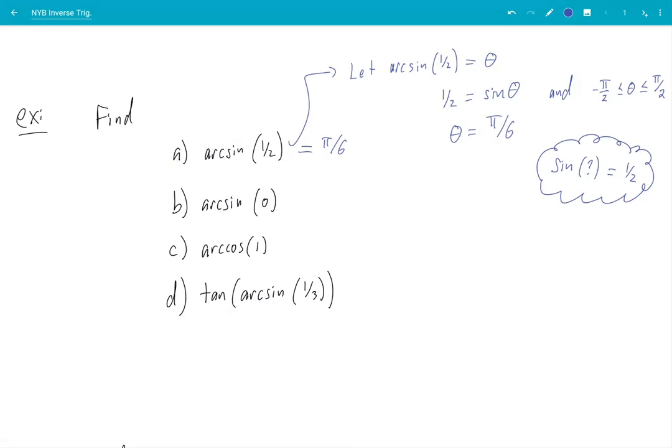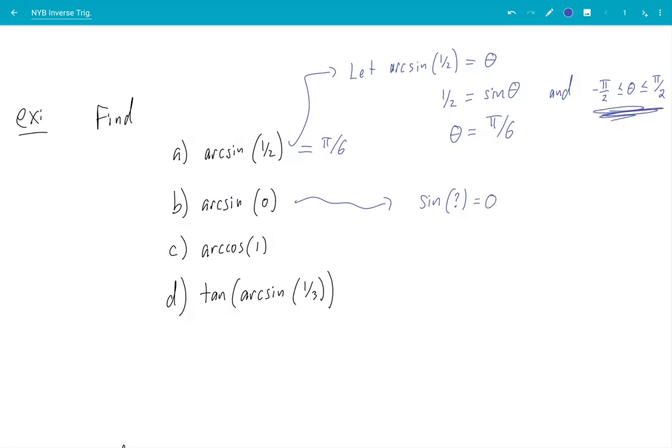Okay, part B. Maybe I'll do it the fast way here. Sine of what angle is going to give me 0? Remembering that it's got to be between minus pi over 2 and pi over 2. Well, what I get is 0. Okay, sine of 0 is 0. Okay, this little arrow I've drawn here, that's my way of saying therefore, or implies.